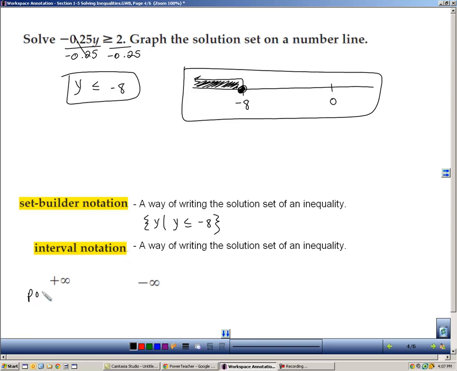This is positive infinity, and this one is negative infinity. And this just means forever in the positive direction and forever in the negative direction. Now, if I want all the values that are smaller than negative 8, that means I'm going to go to negative infinity, and my upper bound is going to be an 8, and because it equals 8, I'm going to use a square bracket. If it doesn't equal, then we use a parenthesis. So this is how interval notation looks for this particular example.